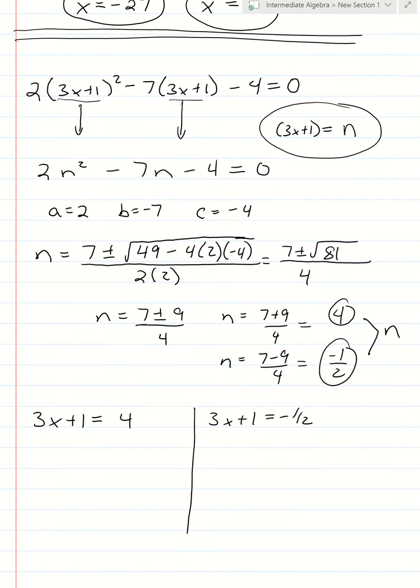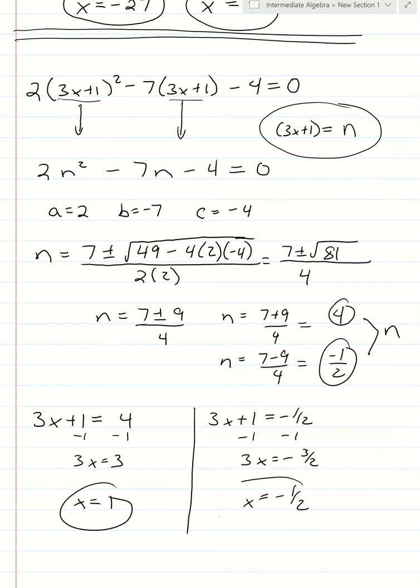Well, now let's go and solve. I'll start by subtracting 1. That would give us 3x equals 3, x equals 1. That's one solution. Over here, let's subtract 1 from both sides. That would give us 3x equals negative 3/2. And then if we divide both sides by 3, or multiply both sides by a third, we would get x equals negative 1/2. Those are your two solutions for that particular equation.